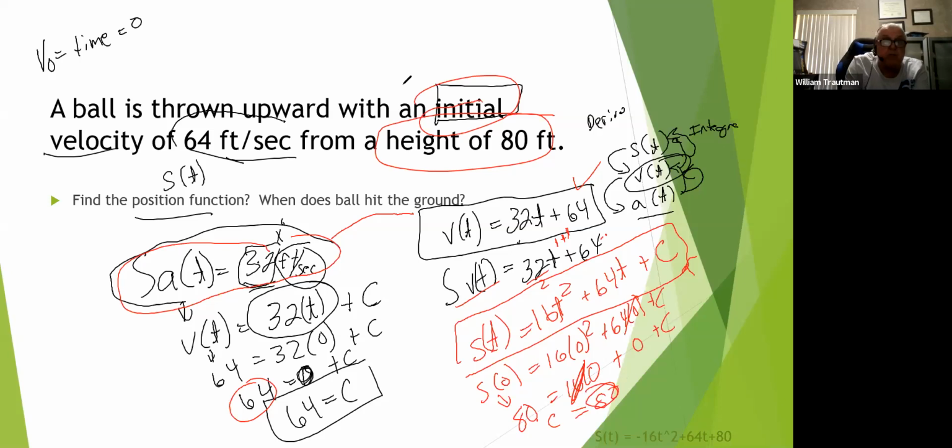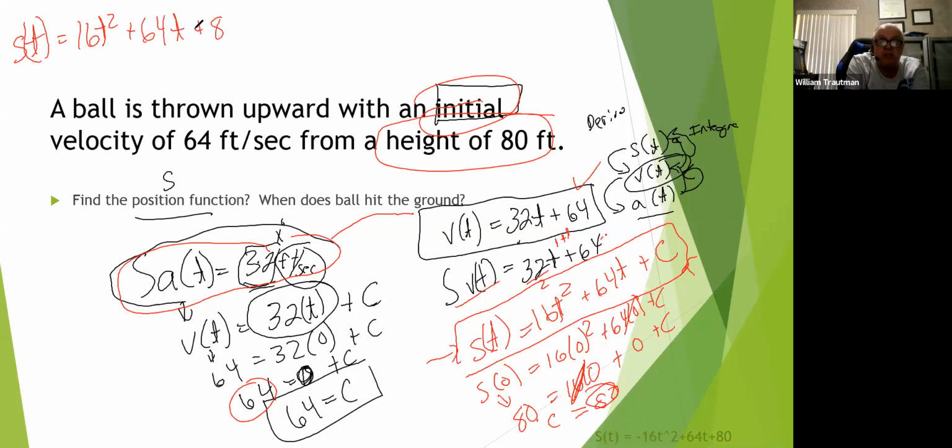So I'm going to write my final answer. I'm going to find room. I'm going to write it right up here. My final answer looks like this. It's the position function equals, down here we have it, 16 t squared plus 64t, and then the constant that we found was 80. That's my position function.